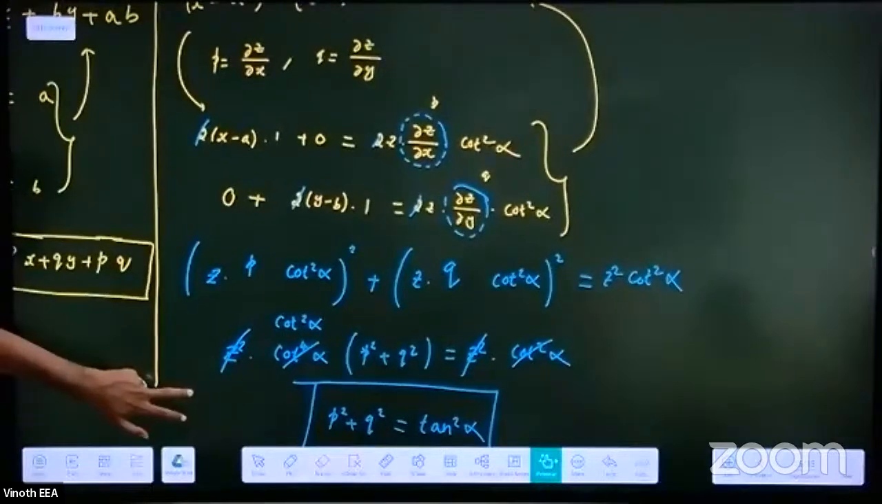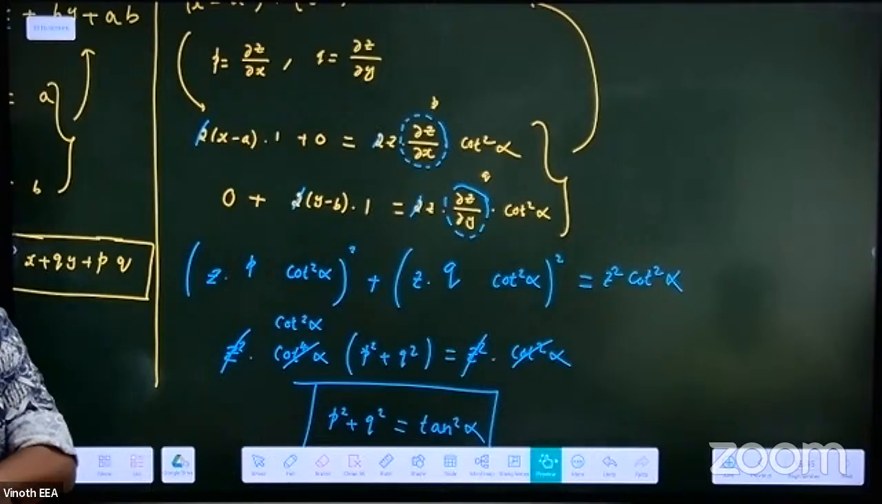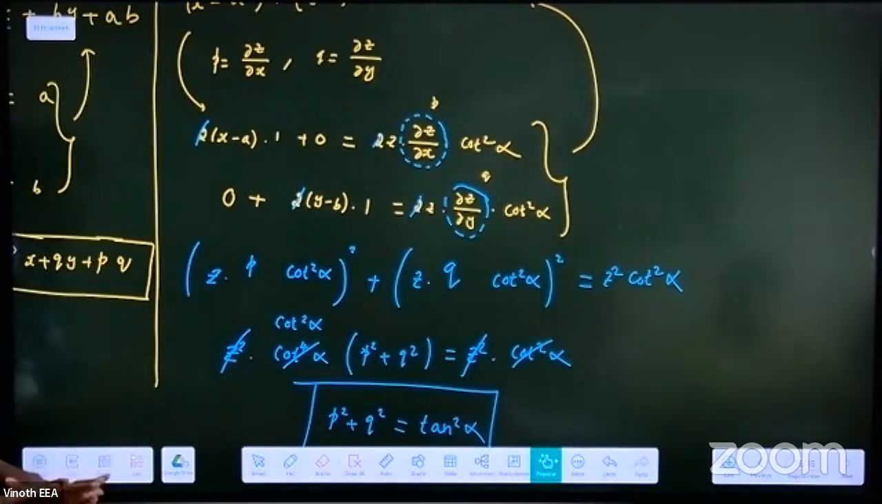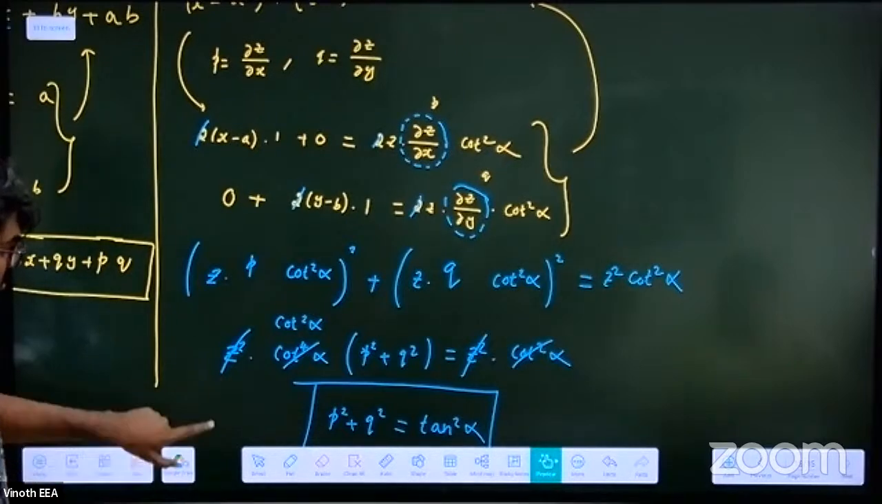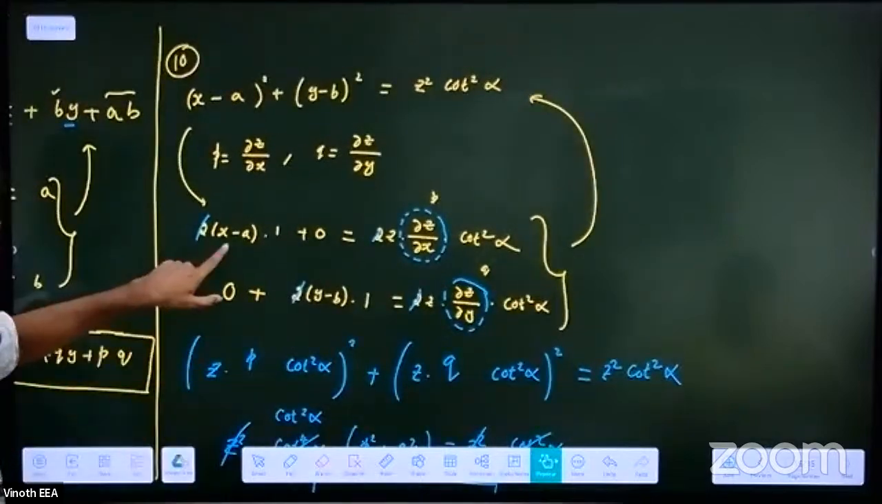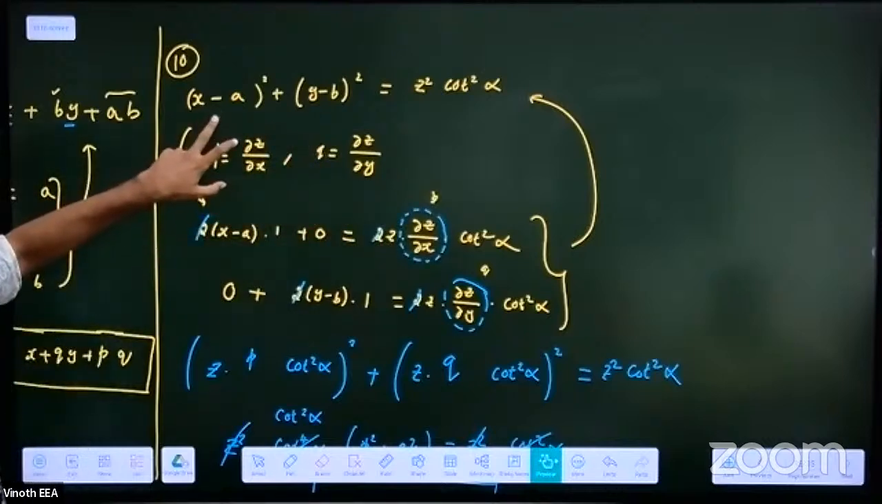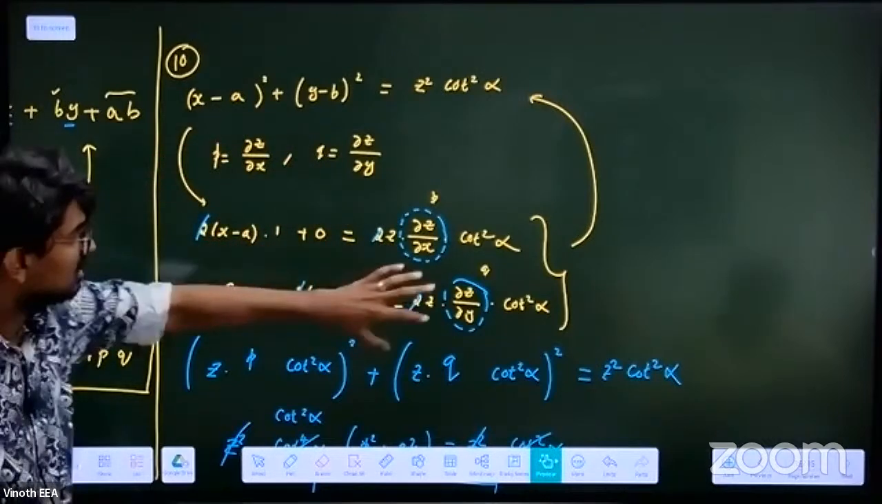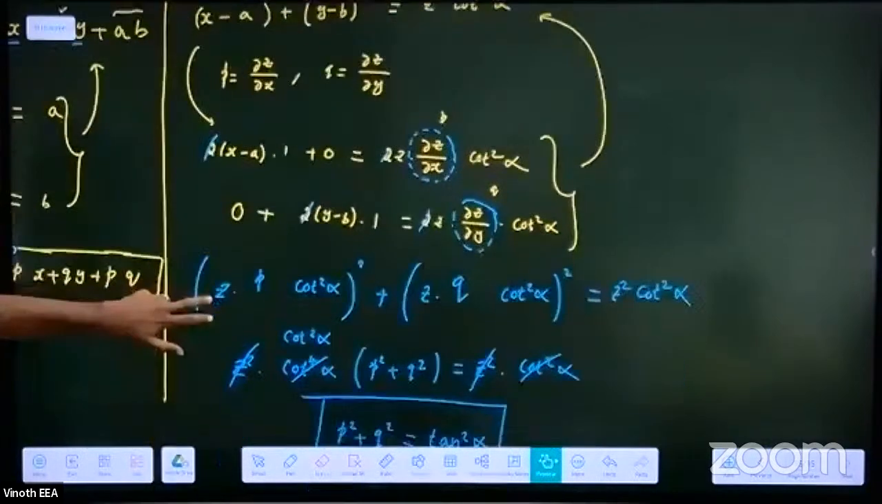So arbitrary constants are eliminated, right? A and B are our arbitrary constants. Both the constants are eliminated. We take x minus a from this equation and substitute it here, and y minus b from this equation and substitute it here. That's all.